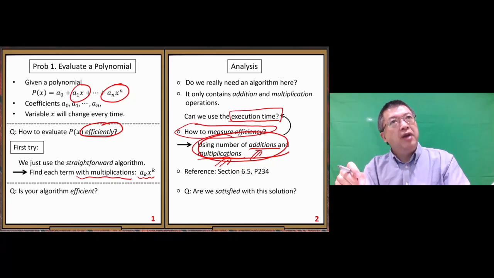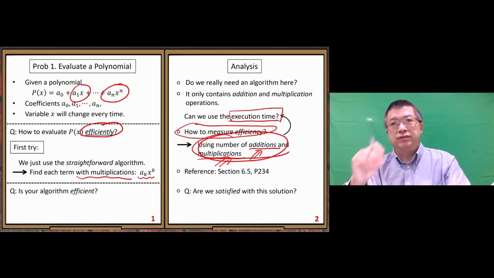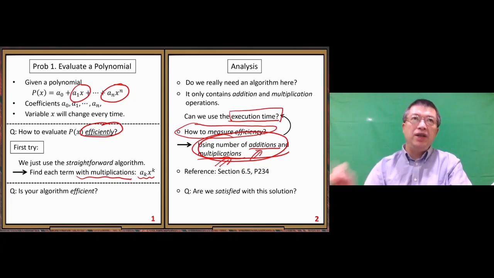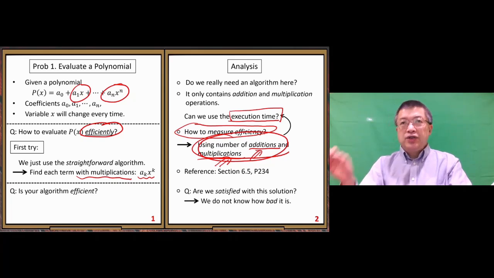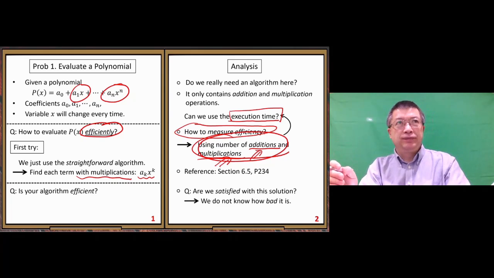If there is no comparison, how do you know it's good or not? If nobody can find a better algorithm, then you will accept this one. If someone can find a much better one, then nobody will feel this is a good one, right? So things like this. That's why it's not easy to answer the question at this point. So we do not know how bad it is until we collect sufficient evidence. So later we will do it.